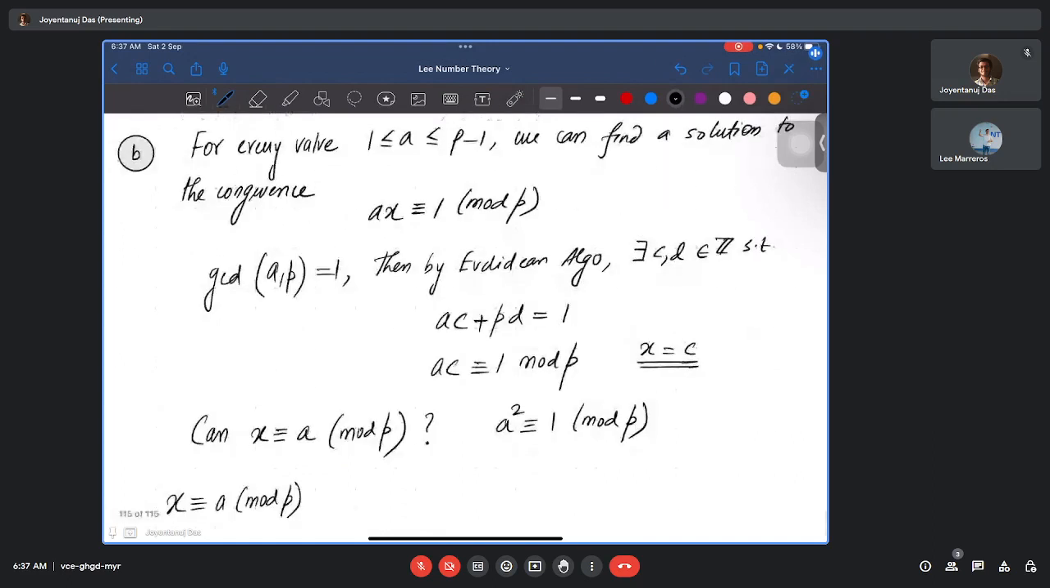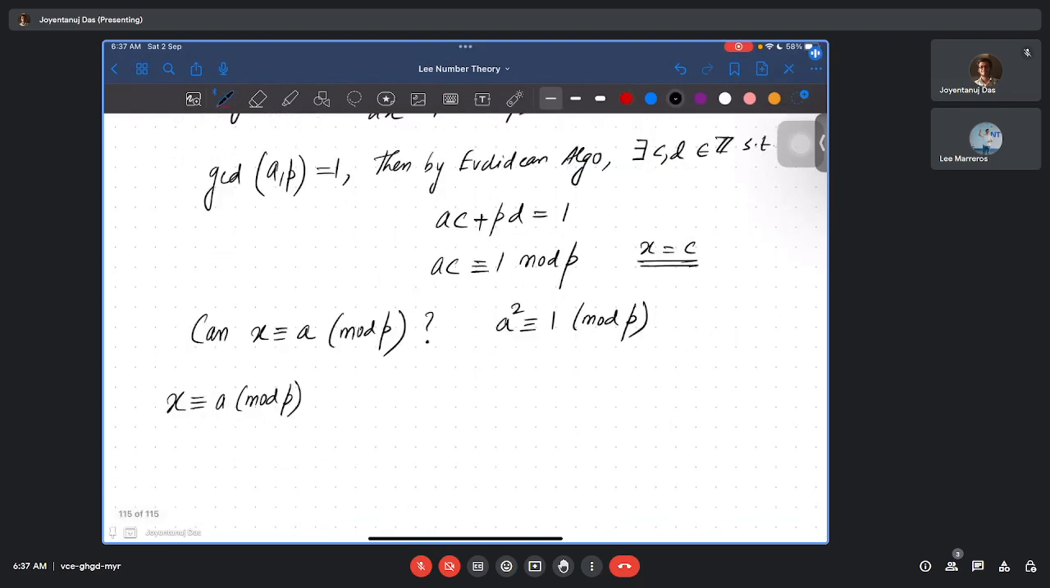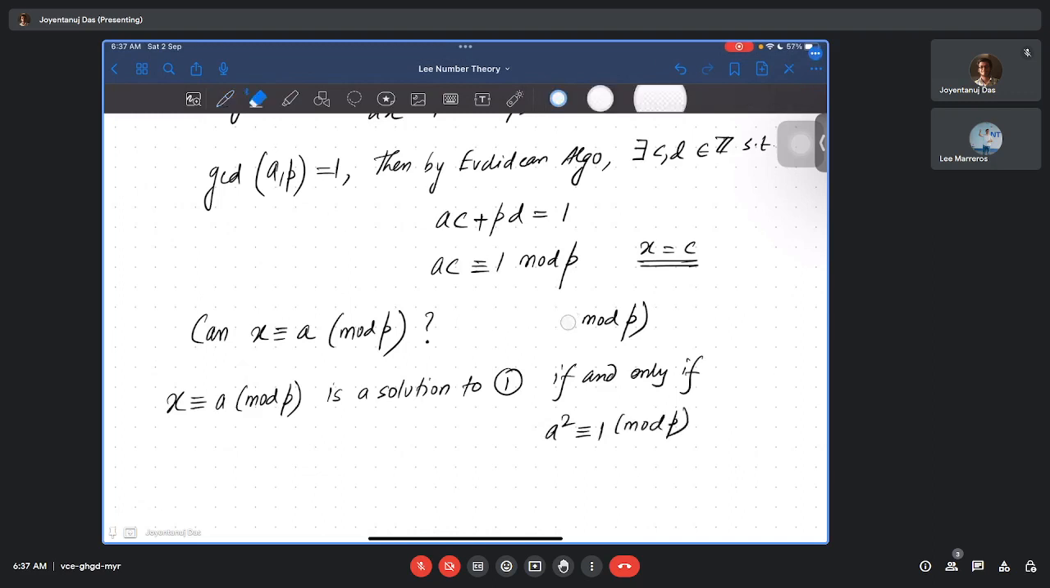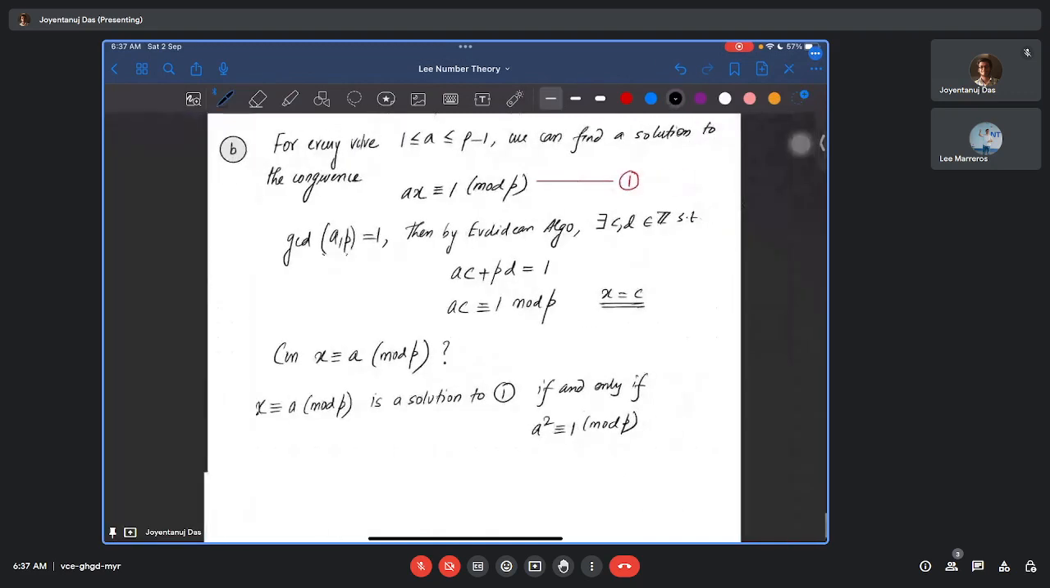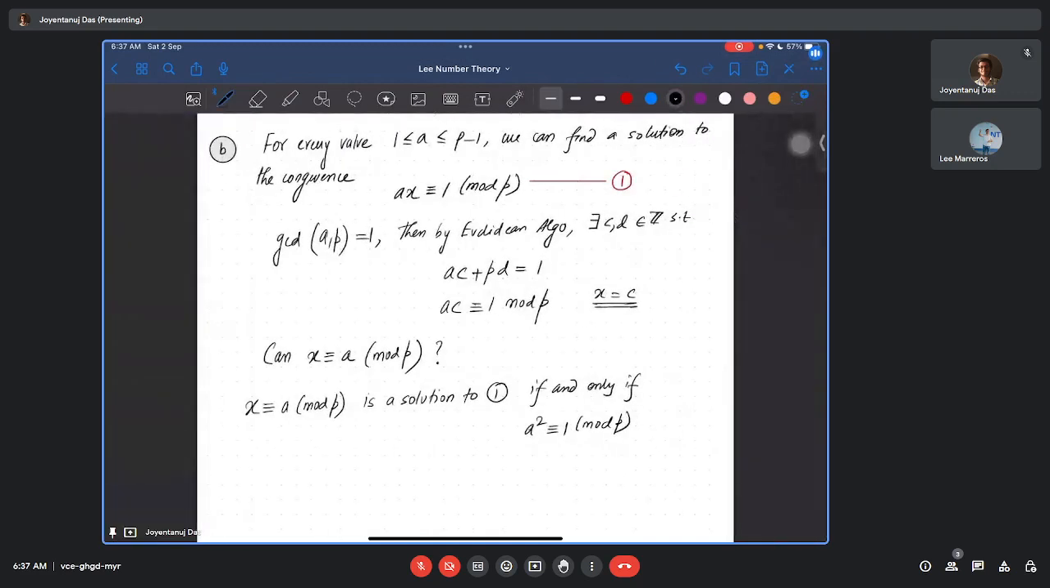So let me name this one equation 1. x equals a is a solution to 1 if and only if a squared is congruent to 1 mod p. That is what I'm saying. So if and only if I put x equals a there, that should satisfy it.